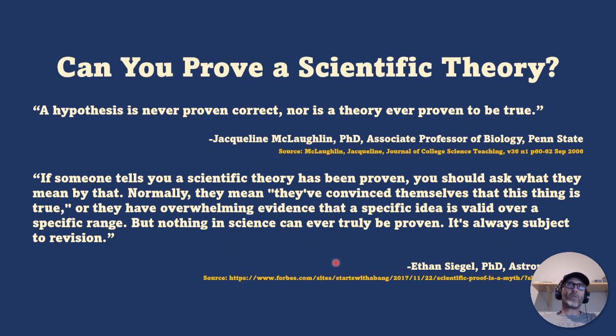A hypothesis is never proven correct, nor is the theory ever proven to be true. This is Jacqueline McLaughlin. She's a PhD associate professor of biology at Penn State. Here's the source: if someone tells you a scientific theory has been proven, you should ask what they mean by that. Normally they mean they've convinced themselves that this thing is true, or they have overwhelming evidence that a specific idea is valid over a specific range. But nothing in science can ever truly be proven. It's always subject to revision.